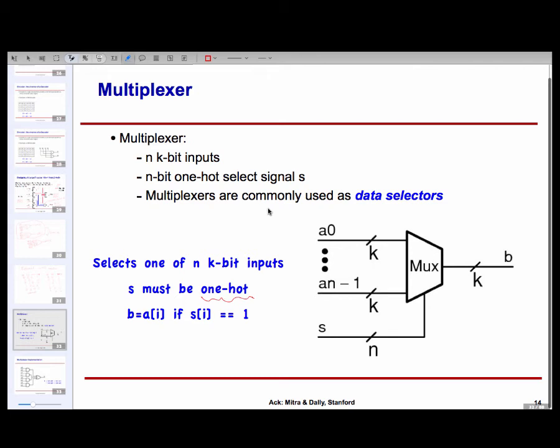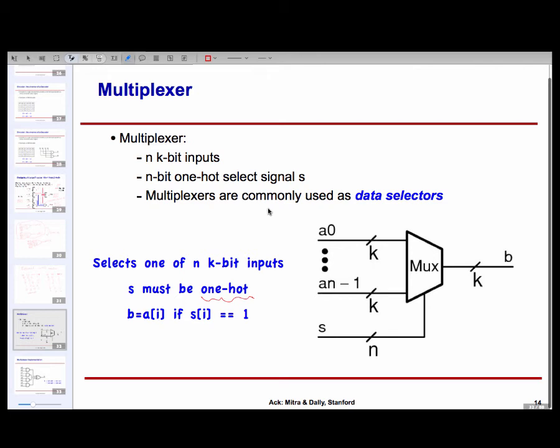So there are variations. Sometimes multiplexers may have an enable function, and if that enable input is 0, then the output is all set to all zeros. Okay, so you can disable the output of a multiplexer. So there are some variations like that, but that's where it ends. So a multiplexer, as you can imagine, has lots of uses.